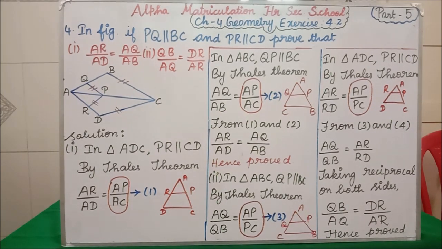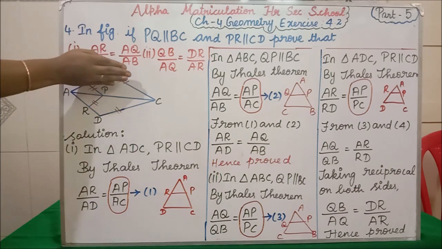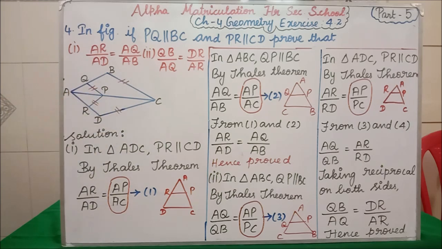If you see here, they have given PQ, this line. PQ is parallel to BC, which means what triangle is that? In triangle ABC, PQ and BC are parallel lines. In this diagram, you have to make it into two triangles. The first triangle is this and the second triangle is this.